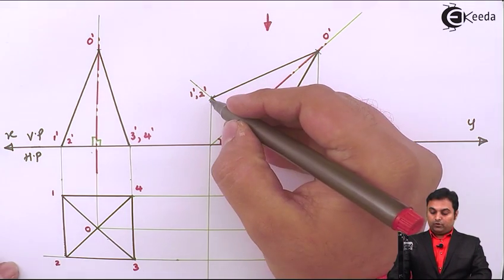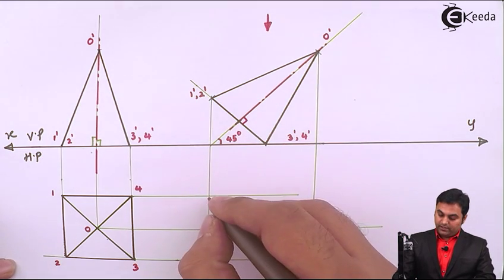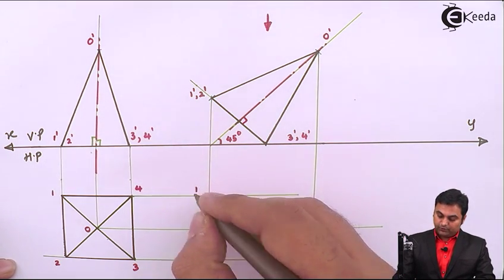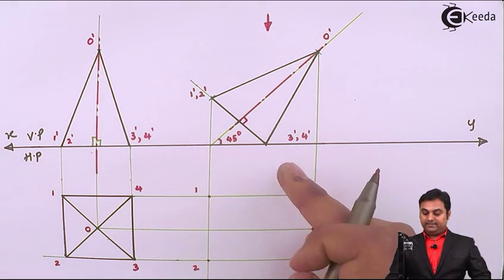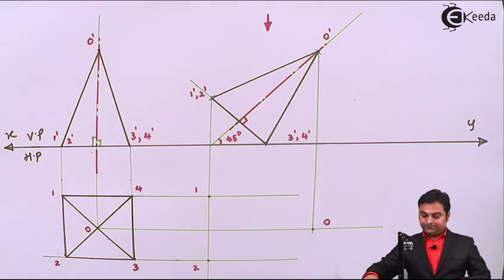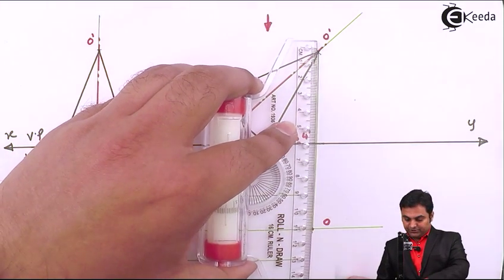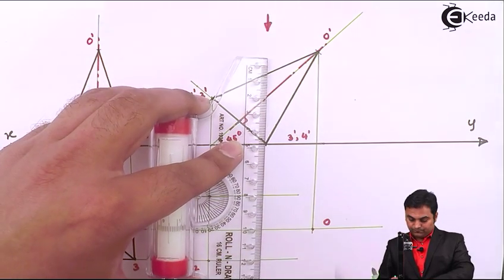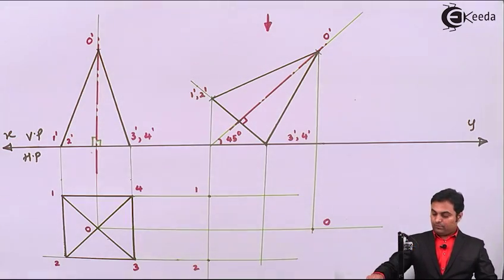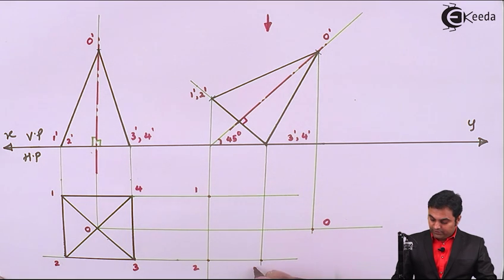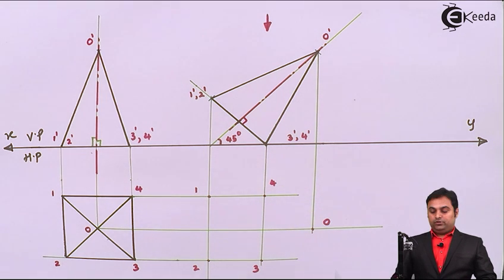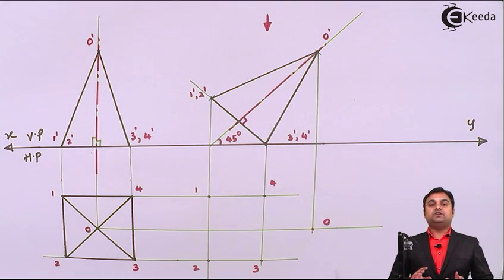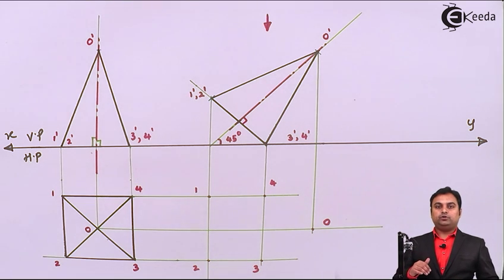So here 1 dash will be in the top view. This is point 1. On the same line, we have point 2nd as well, point 2. Next, for 3 and 4, I'll draw the projections. So here there is point 3 and point 4. Now, I have to connect the points based on the visibility. So when looking from the top, point O, which is apex, is visible.